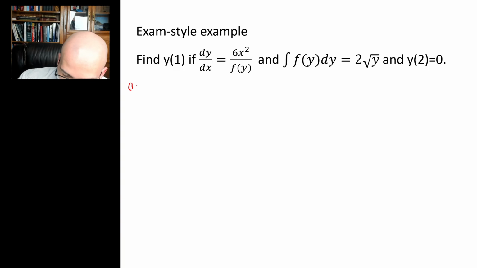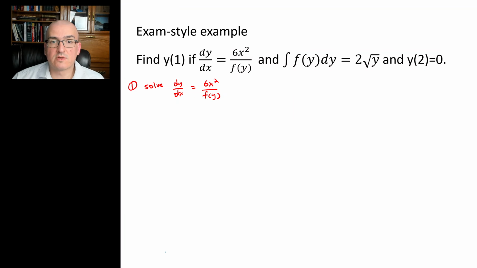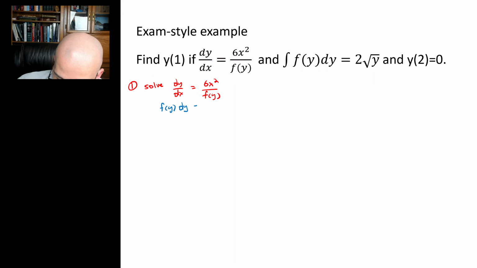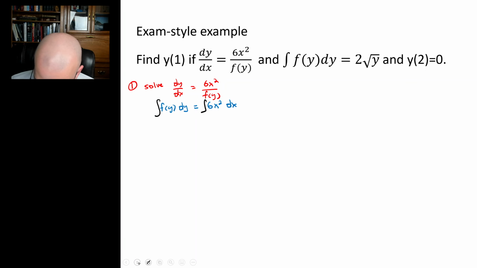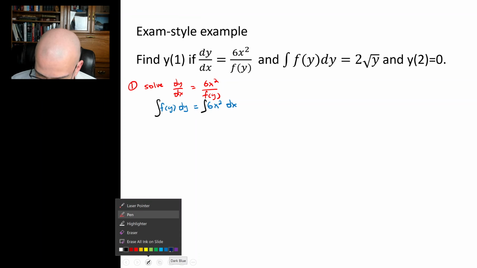So step 1, we're going to solve dy by dx is equal to 6x squared over f of y. It's separable, so I'm going to separate it. I'm going to multiply both sides by f of y and cross multiply by dx. So we have f of y dy is equal to 6x squared dx, and then we can integrate both sides. Now the question says that the antiderivative of f of y dy is 2 root y. So I'm just going to plug that in.